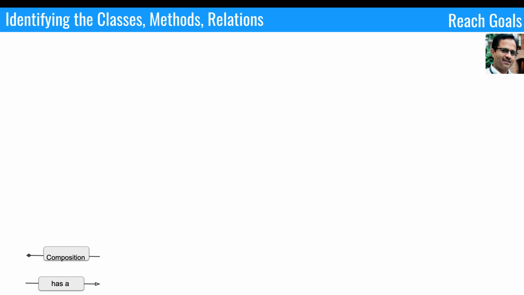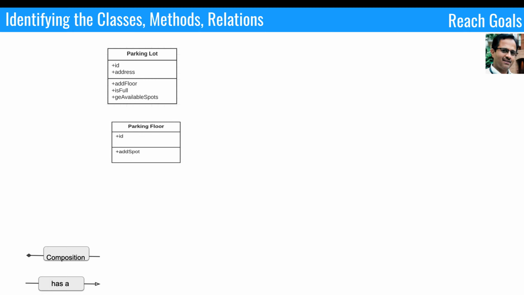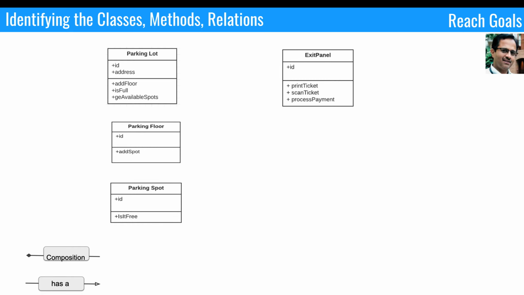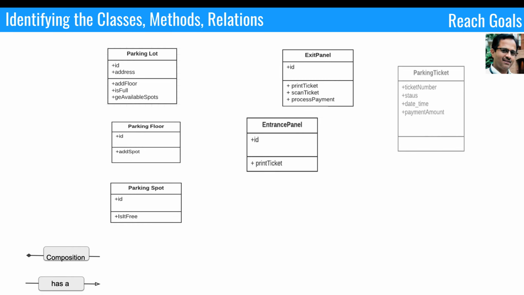If you need to visualize the UML class diagram, here is a picture. So you have a parking lot and it has properties and it has methods. Then you have a parking floor. You also have a parking spot. Then there is an exit panel and there is an entrance panel. And finally, you have a parking ticket and the payment class. I have marked all the properties and the methods in a UML format.